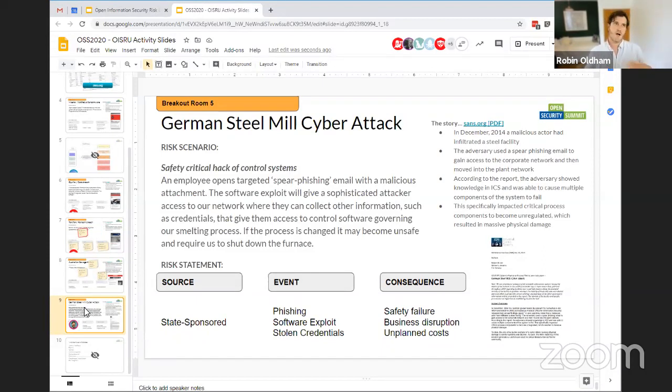So hopefully that's expressed in a way that, when you're talking to other operational or business colleagues, they'd understand a bit more about what was going on. Obviously believed to be state sponsored. They referred to it as being an APT group. The events involved phishing, software exploits, and stolen credentials, presumably to gain an initial foothold and then to pivot around the network. And consequences, obviously safety failure, business disruption, and unplanned costs that go with shutting down those kinds of big industrial processes and restarting them.